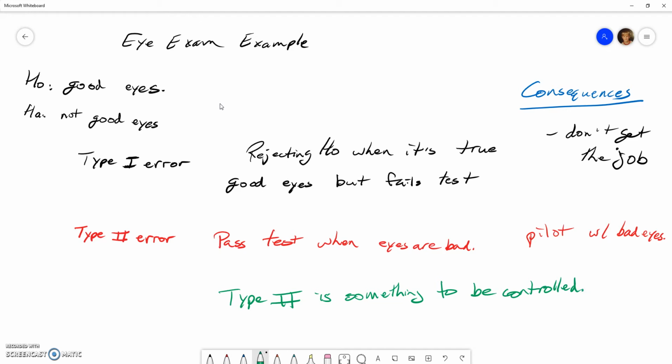If you send a few people away who have good eyesight, but you fail them for whatever reason, they don't get the job. Well, there's always something else they can do. Unfortunately, they don't get to be a pilot, but it's still protecting the industry. If you make a type 2 error, you're letting people fly a plane that really shouldn't fly a plane. So definitely type 2 error is something that you want to control.